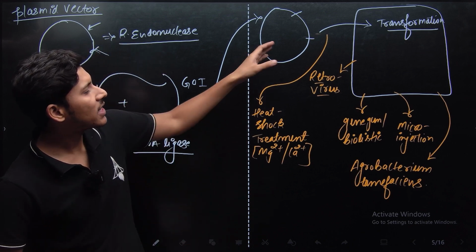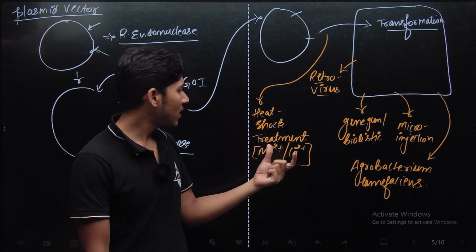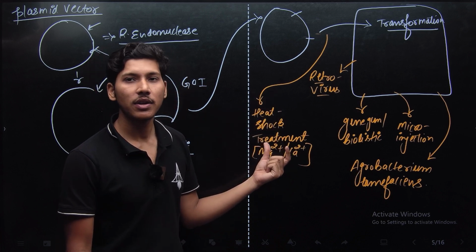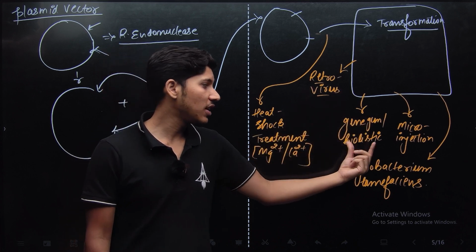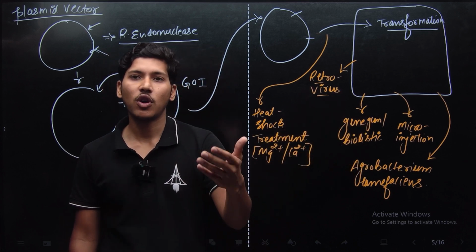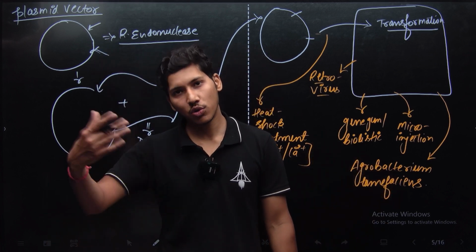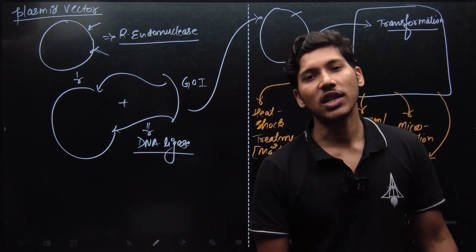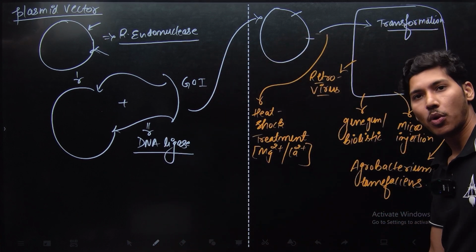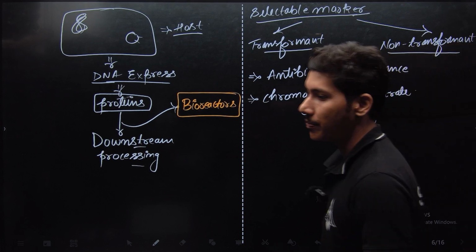Okay? And it is inserted inside a cell by using different methods like heat shock treatment, or a retroviral vector. We can also use a gene gun in order to transform a plant cell. We can also use Agrobacterium tumefaciens vectors to transform a plant, and we can use microinjection to transform an animal cell. Okay, clear? Clear? Now let's move ahead.